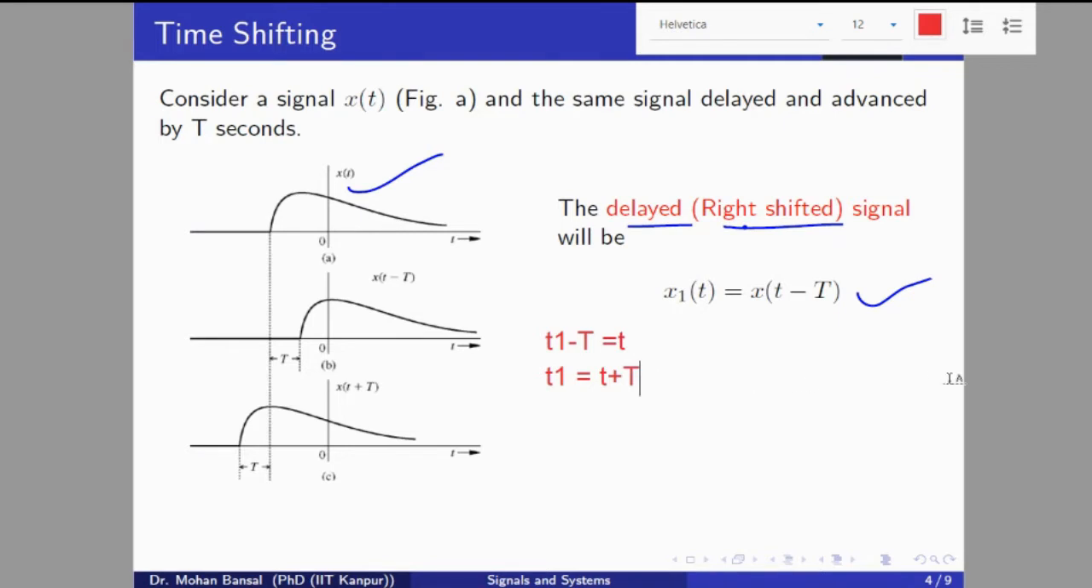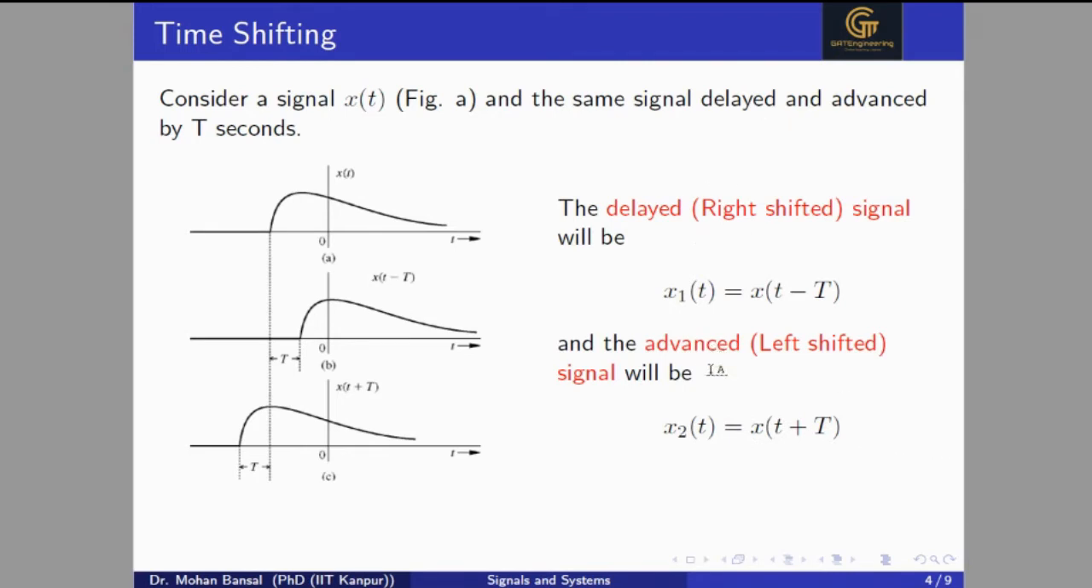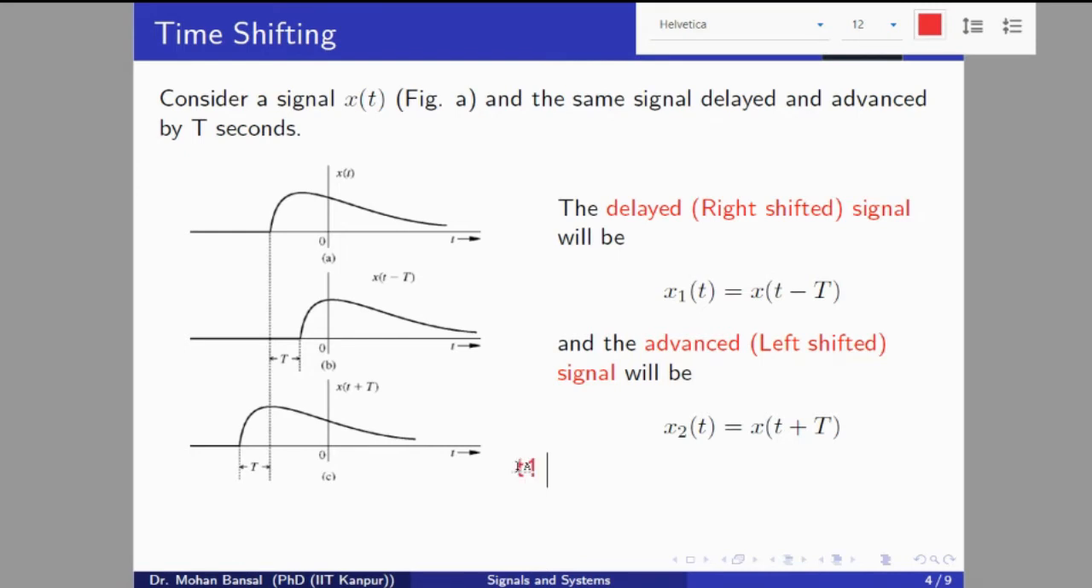Now we see the advanced or left shifted signal. The advanced, left shifted signal is represented by x(t + T). In the same way, you write t1 + T = t. Now, you have to map t to t1 again, so t1 is t - T. Now you can check, whatever value we have at t = 0, we will get the same value at t1 = -T. So it is shifting toward the negative axis. Whatever value we have at t = T, the same value we will get at t1 = 0. So it is shifting to the left side.